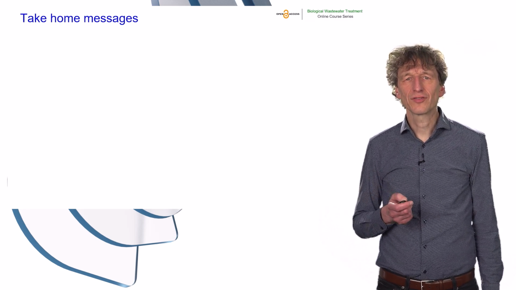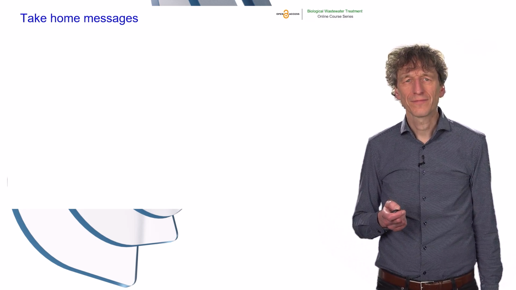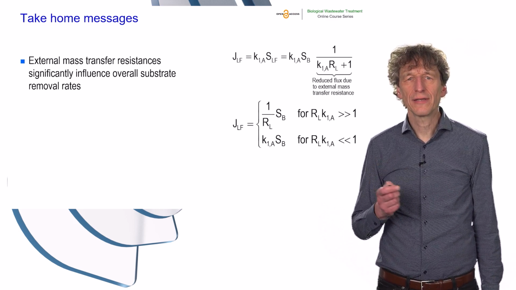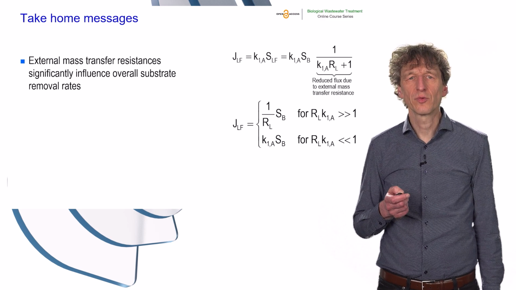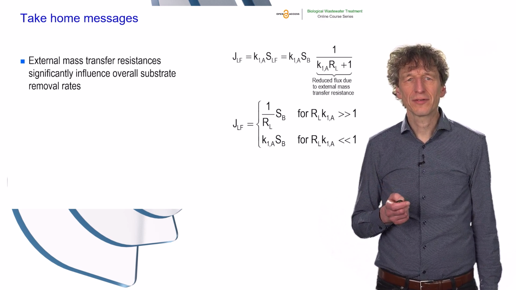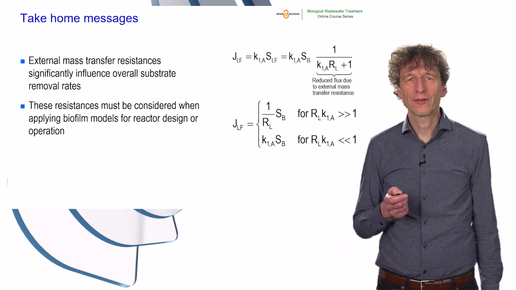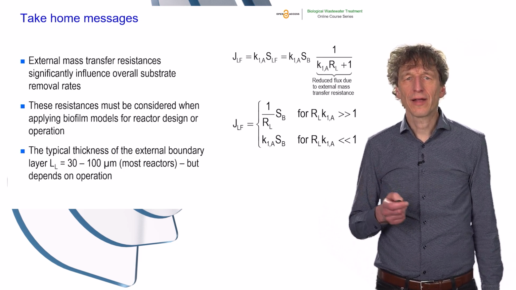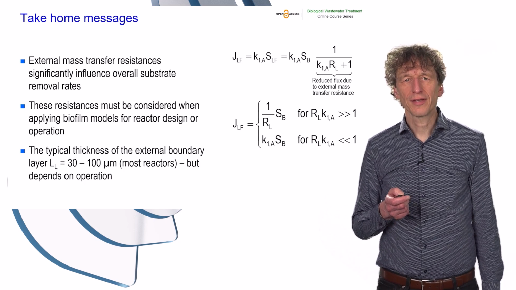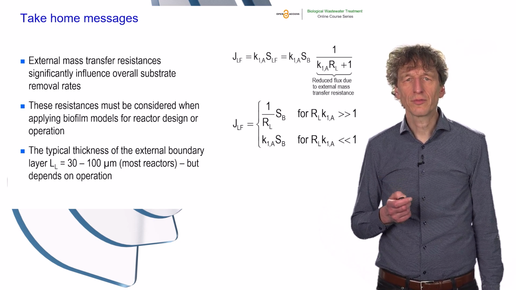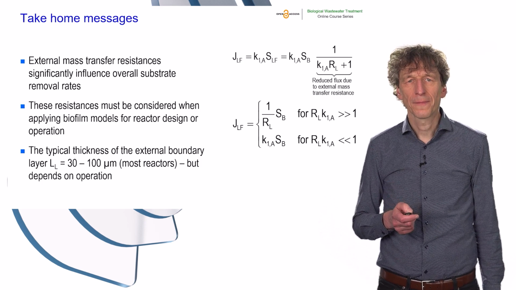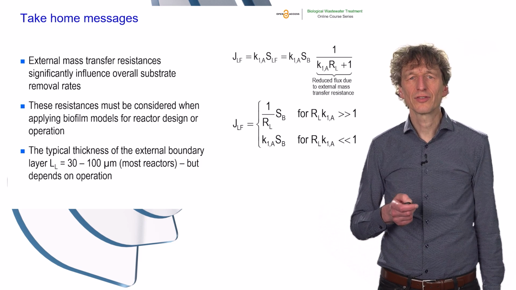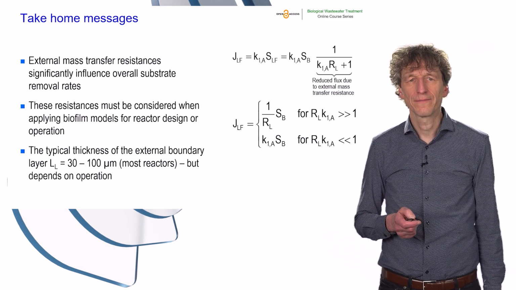Here are the take-home messages from the current module. External mass transfer resistances usually have a significant influence on overall substrate removal rates. They must be considered in the practical application of biofilm models for reactor design or operation. Typical values of the external boundary layer thickness range from 30 to 100 micrometers for most reactors, but external mass transfer resistances depend on mixing conditions and on biofilm morphology.